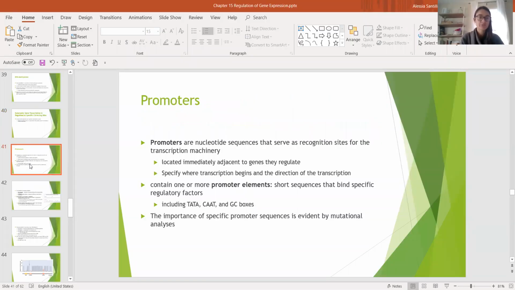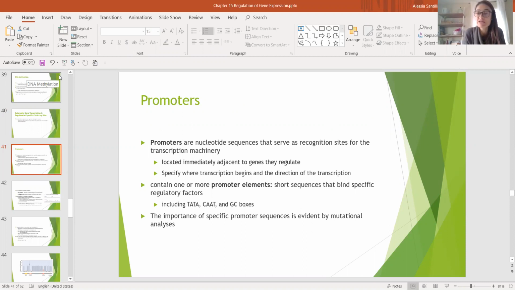All right, so one of those first cis-acting elements are, of course, promoters. And we know that promoters have a very specific position. They're always found upstream of our structural gene, right? Or our gene, actually, in this case, we're talking about eukaryotes. So every single gene has a promoter for it. So promoters are basically about 100 nucleotides long. It's a nucleotide sequence that serves as recognition sites for transcription machinery.